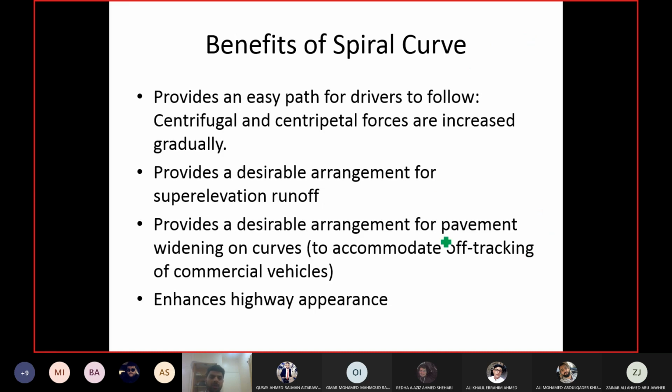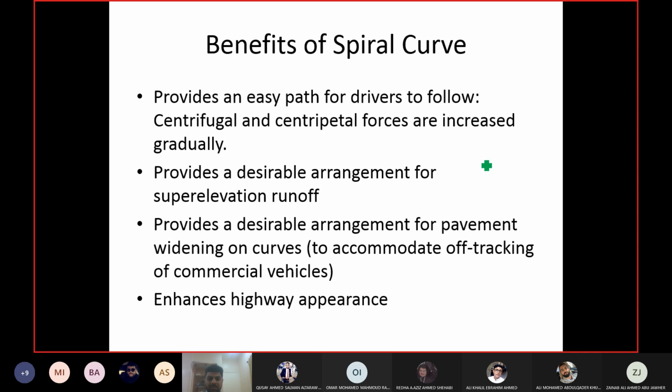What are the benefits of providing the spiral curve? The first one I already told you. When you are coming onto the curve, there are extra forces acting on the vehicle, the centrifugal and the centripetal forces. I think you should know about them from physics. Whenever you are coming around a curve, you have these two forces acting on you: towards the center, centripetal, and away from the center, centrifugal. So these forces will always act on a body which is going around a curve.